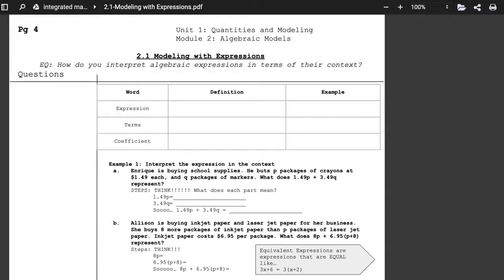All right, good morning, everybody. Today we're going to be learning how to model with expressions. So our central question today is, how do you interpret algebraic expressions in terms of their context?